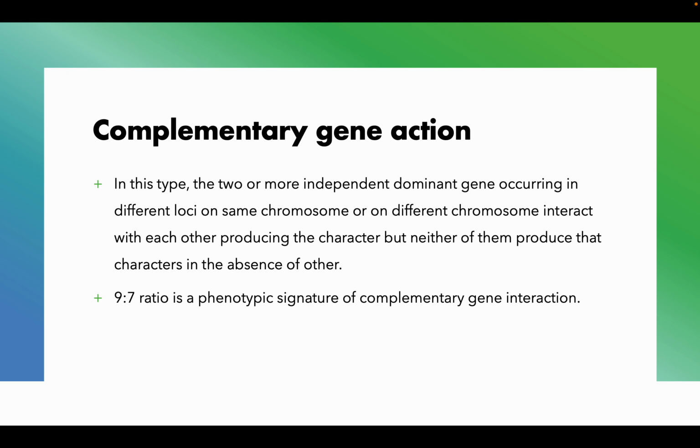So instead of the 9:3:3:1 ratio that we see in Mendelian inheritance, in complementary gene action, what we get is a 9:7 ratio. I will show you one example.